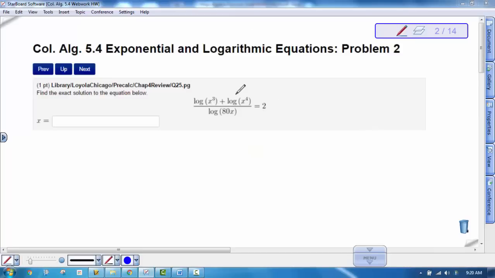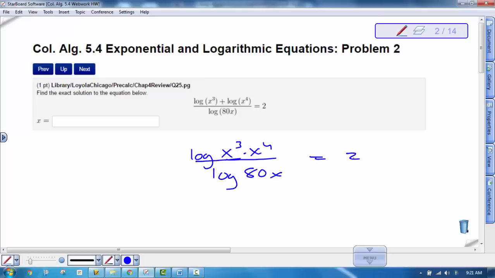All right, the next problem then, find the exact solution to this right here. We're going to try to simplify this if we can. Now we said the sum of logs is equal to the log of the product, so we can make this x cubed times x to the 4th. And then in the bottom we have 80x. Actually, I'm sorry, in the bottom we still have log of 80x, and that equals 2.